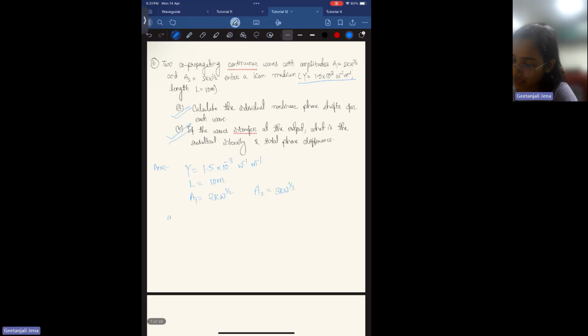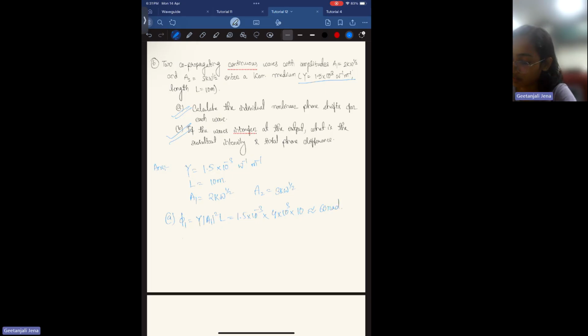So to calculate the individual nonlinear phase shift, we need gamma, A1 square, and the total distance L. All of the parameters are already given in the question. So gamma is 1.5 into 10 to the minus 3, A1 square is 4 into 10 to the 3, and L is 10 meter. So this will be 60 radian.